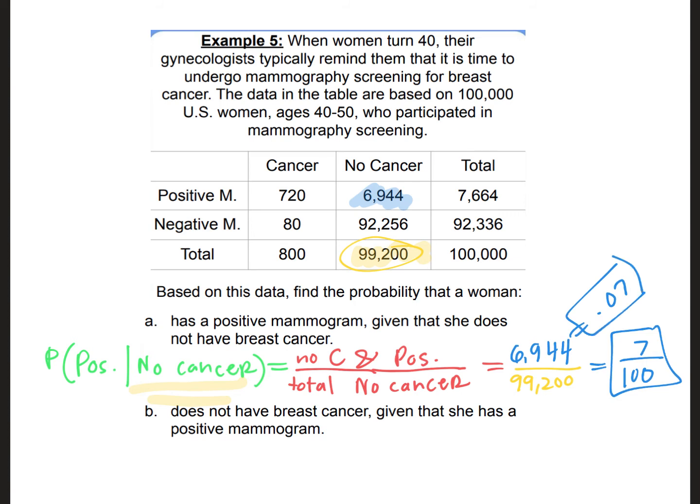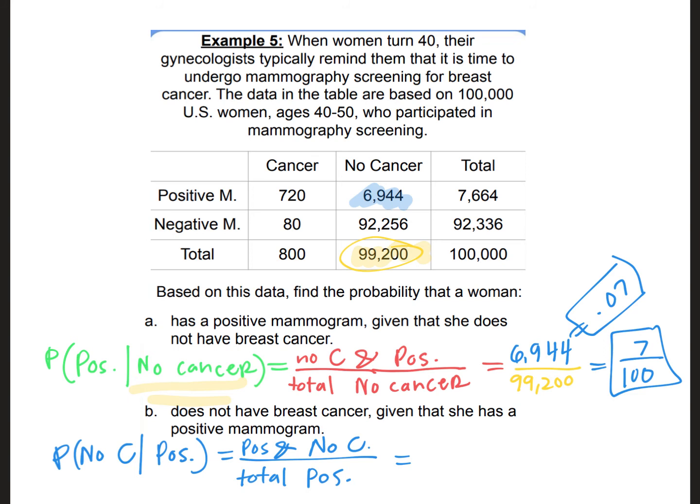All right, your last one. It says, we want to find the probability that someone does not have breast cancer given that she had a positive mammogram. So we want the probability of no cancer, so no C, given they had a positive test. So again, we'll actually do the bottom first. On the bottom, we want the total that were positive. On the top, we want the number that were positive and had no cancer.